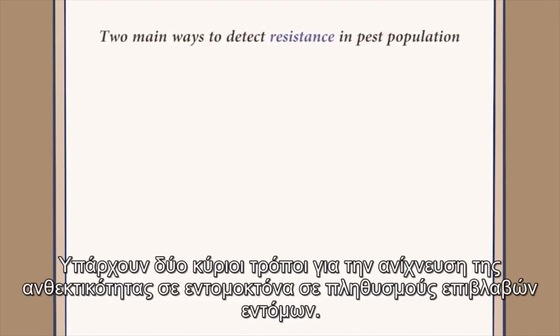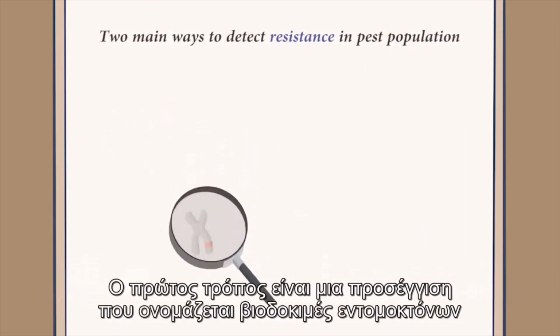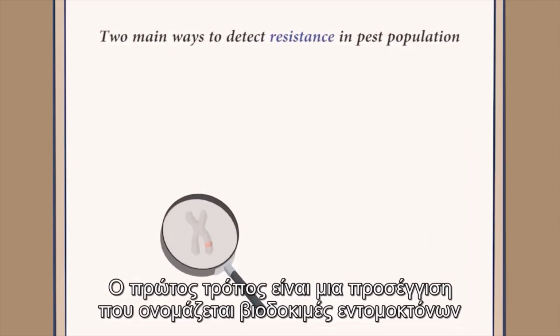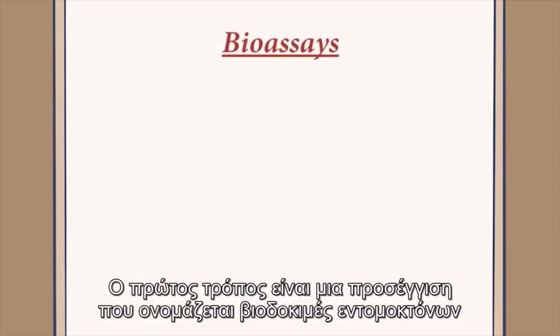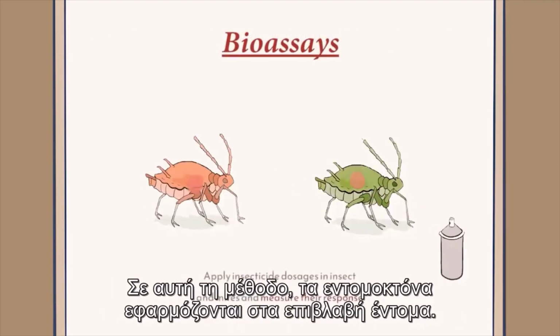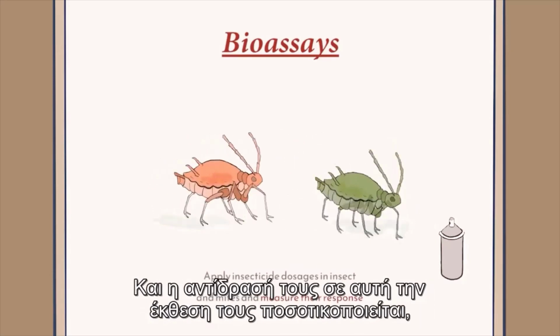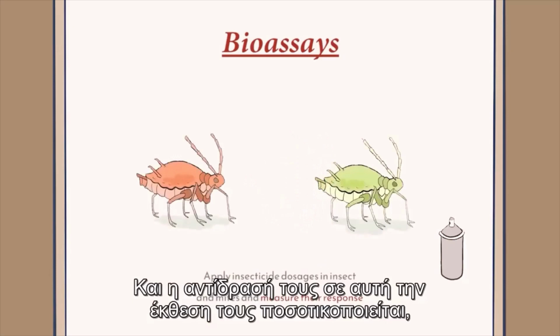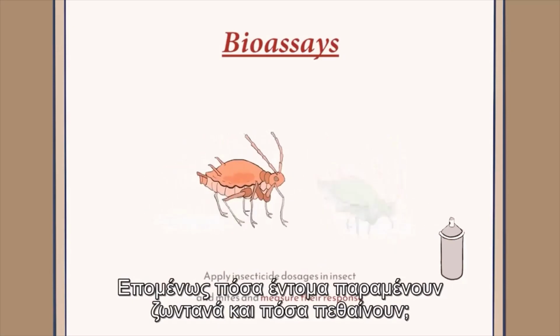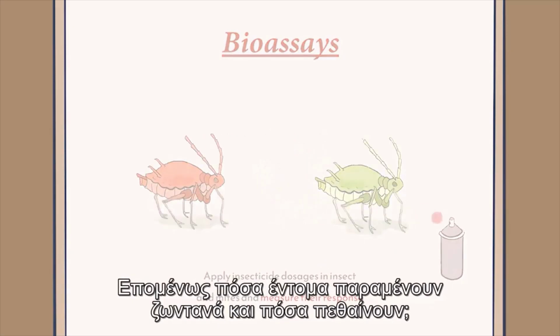There are two main ways to detect insecticide resistance in pest populations. The first uses an approach called insecticide bioassays. In this method, insecticides are applied to the pest insects, and their response to that exposure is measured. So how many insects remain alive and how many die.